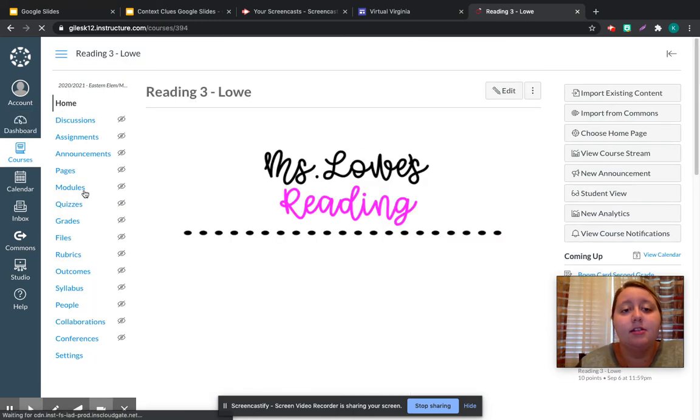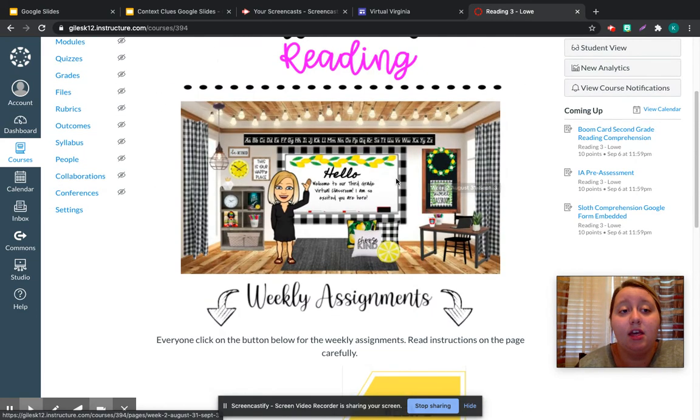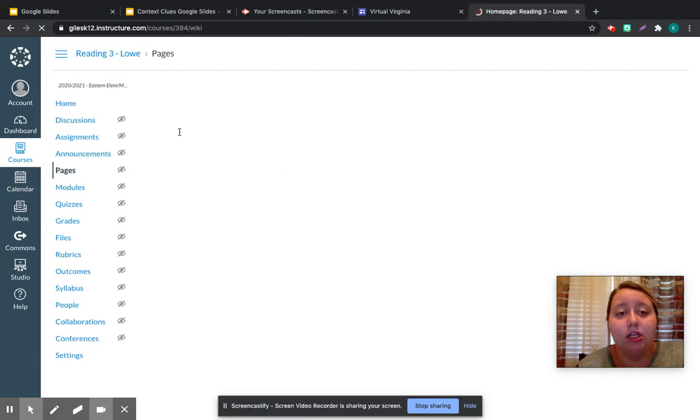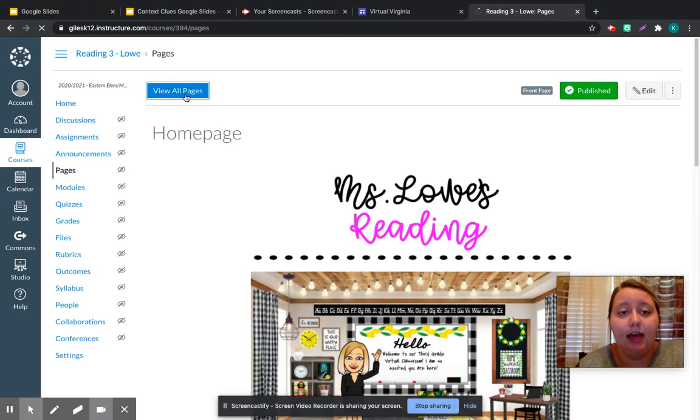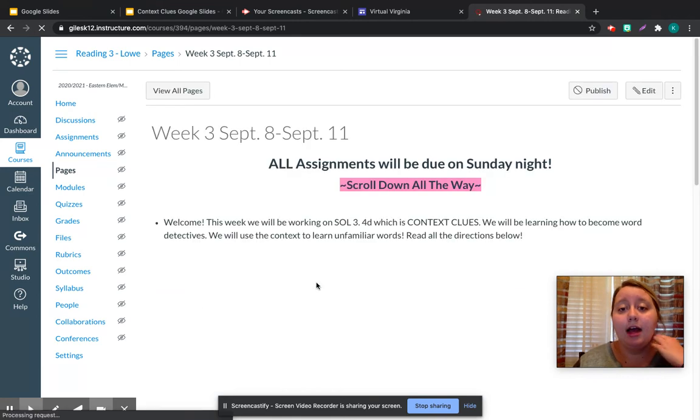And then yours is going to look a lot different than mine because this is still set up for week 2. So yours will say week 3, and you'll click on that week 3 page. And that'll take you directly to your assignments. But for now, I'm just going to go through and look at my week 3 context clue page. And when you bring it up, it will have all your assignments.